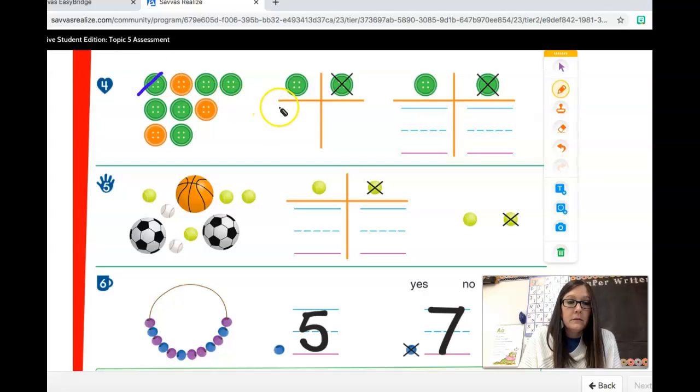Green. So we put a tally under the green side. Not green. Tally on the not green side. Green. Tally on the green side. Green. Tally on the green side. Another green. Tally on the green side. Another green.